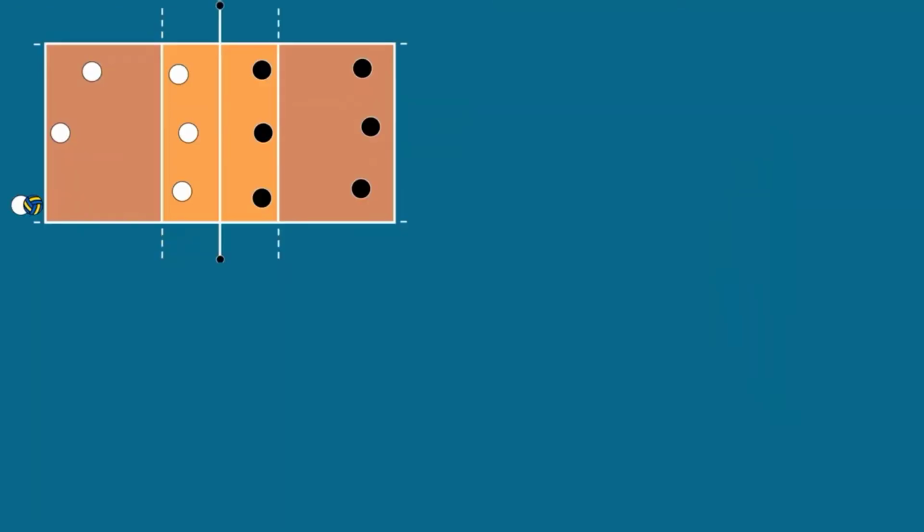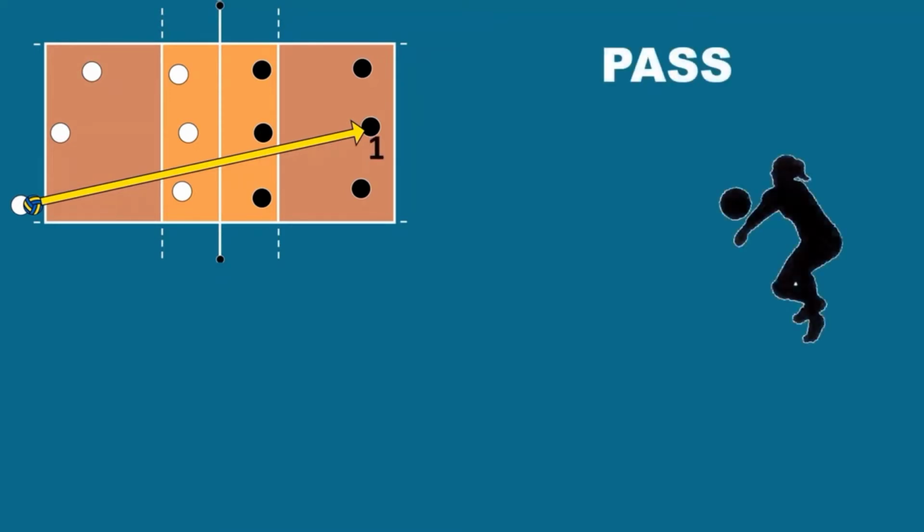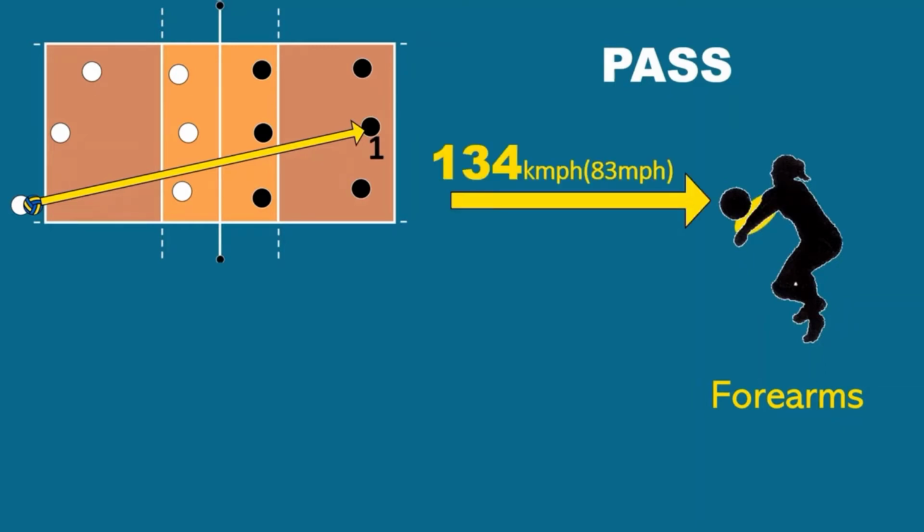The very first shot when you are receiving a serve is known as a pass. In the pass, forearms are used, because the serve comes at 83 miles per hour. That's massive. That's really fast. So you need to absorb the momentum of the ball. You use the muscles of your forearms to take control of the ball, absorb the momentum, and your intention with the first shot is to put the ball in the center of your side of the court. That would be the pass.